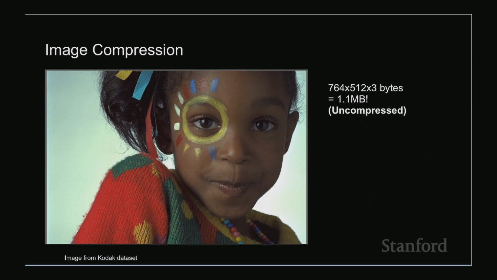And okay, so let's try to compress this image and see why you would even want to compress it. For this particular image, the dimension is 764 times 512. So height is 764, width is 512, and then you have 3 channels, and each pixel is represented by 1 byte. So the uncompressed size for this image is just, you multiply these things, right? These are the number of bytes you're storing in the image. And this turns out to be 1.1 megabytes, which is quite a lot for such a small image.